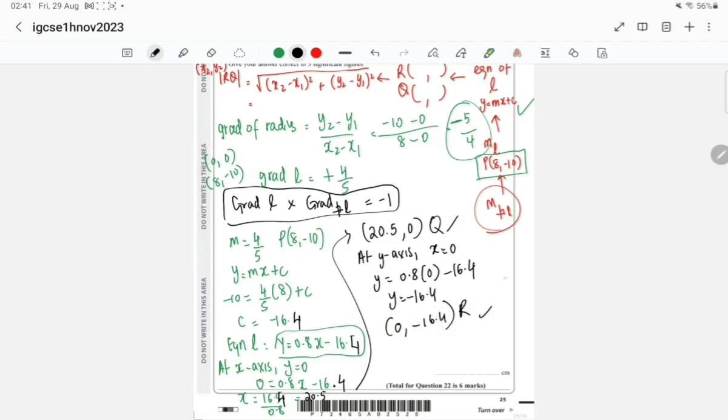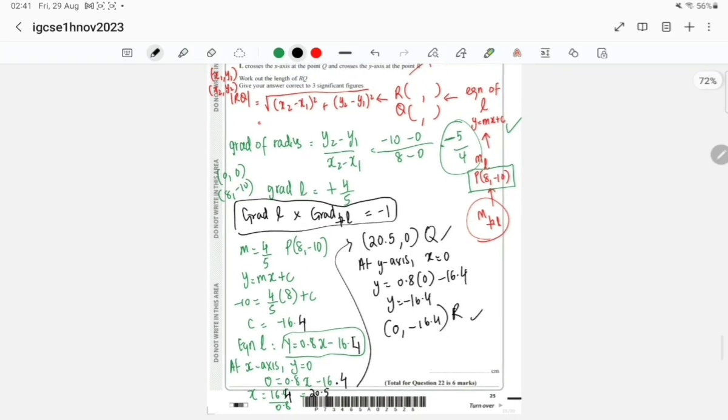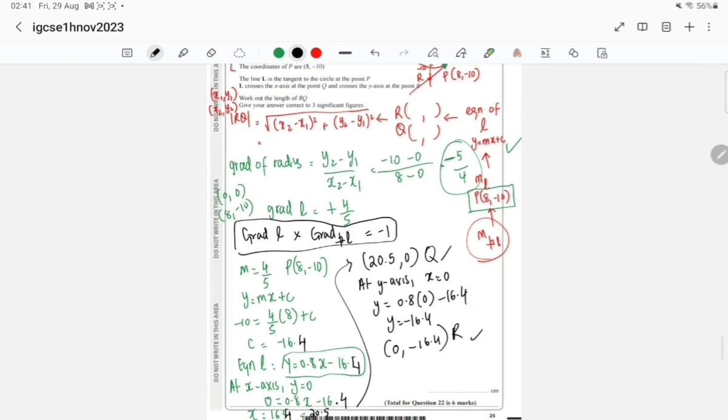Now that I have these two, I can replace it in the distance formula, which is here. So R is 0 minus 16.4 and this one is 20.5, 0. Replace it and find my RQ. So let's write it here at the top.